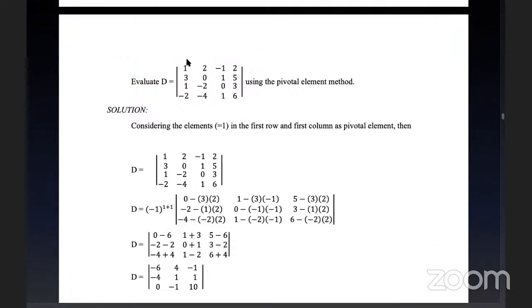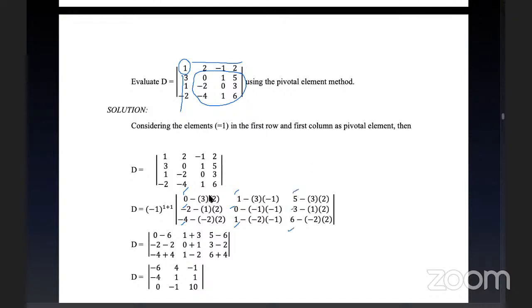Okay. Ito yung pivot natin. So cross out mo itong mga elements na to. So ito na yung ating 3 by 3 na involved. So 0, -2, -4. And then for the second column, you have 1, 0, 1. Third column, 5, 3, 6.